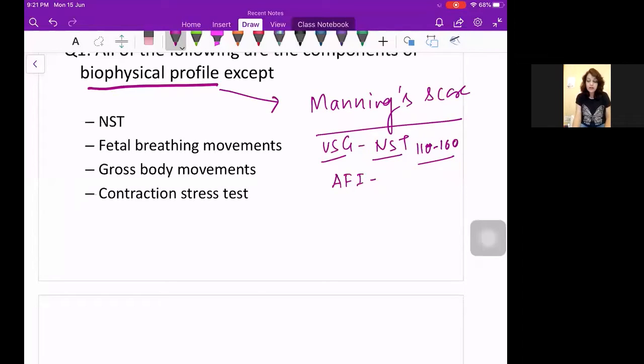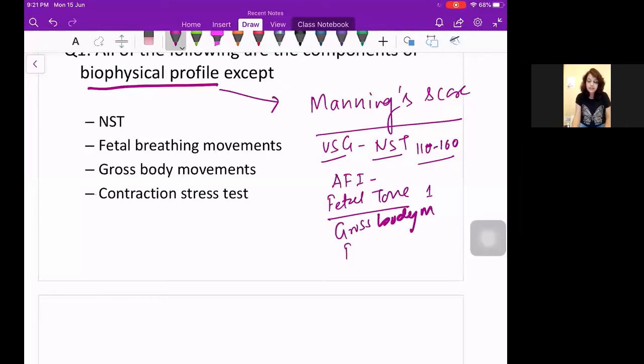Another component is the fetal tone. The observation is done over 20 minutes, and normally the fetus is in flexed attitude. So from flexion to extension and back to flexion, this is what is called fetal tone. There has to be one movement of fetal tone in 20 minutes. Then another component is gross body movement, which is 2-3 discrete limb movements of the baby on ultrasound.